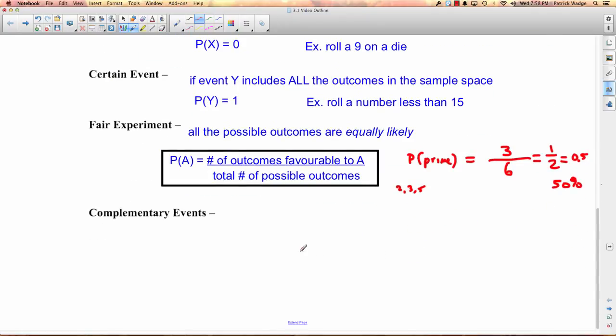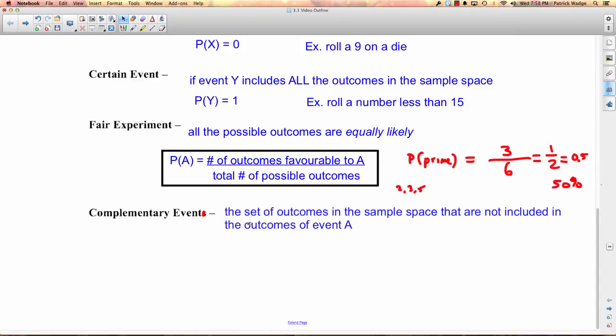Complementary events. Actually, let's think of this as a complementary event. A complementary event is the set of outcomes in the sample space that are not included in the outcomes of event A. Some of the definitions are more complicated. When you actually get the example, I think you understand. So the example in this case would be turning over a heart and not turning over a heart. So those two events are complementary.